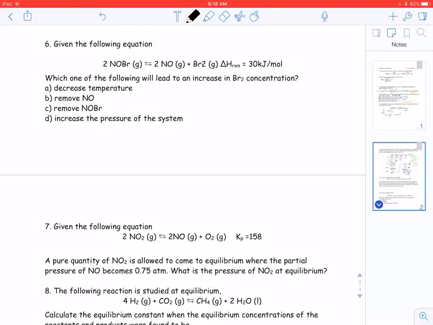In this chemical equilibrium, we've got 2 molecules of NOBr in equilibrium with 2 molecules of NO and 1 molecule of bromine gas. And we're given information about the heat of reaction. It's positive 30 kilojoules per mole. And we want to know which of the following will lead to an increase in the bromine concentration. If this reaction shifts to the right, we make more bromine.